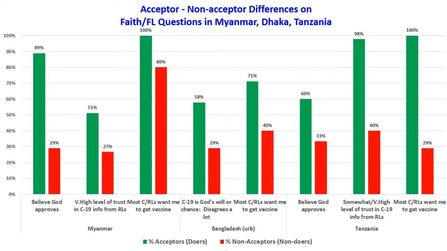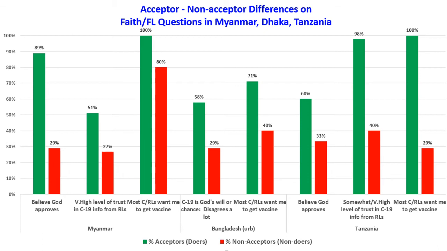Here's what we found using the barrier analysis questions on faith and faith leaders in Myanmar, Dhaka, and Tanzania. So in Myanmar, we found that vaccine acceptors were 2.8 times more likely to say that God approves of them getting a COVID-19 vaccine, and 1.3 times more likely to say that they had a very high level of trust in COVID-19 vaccine information that is provided by religious leaders.